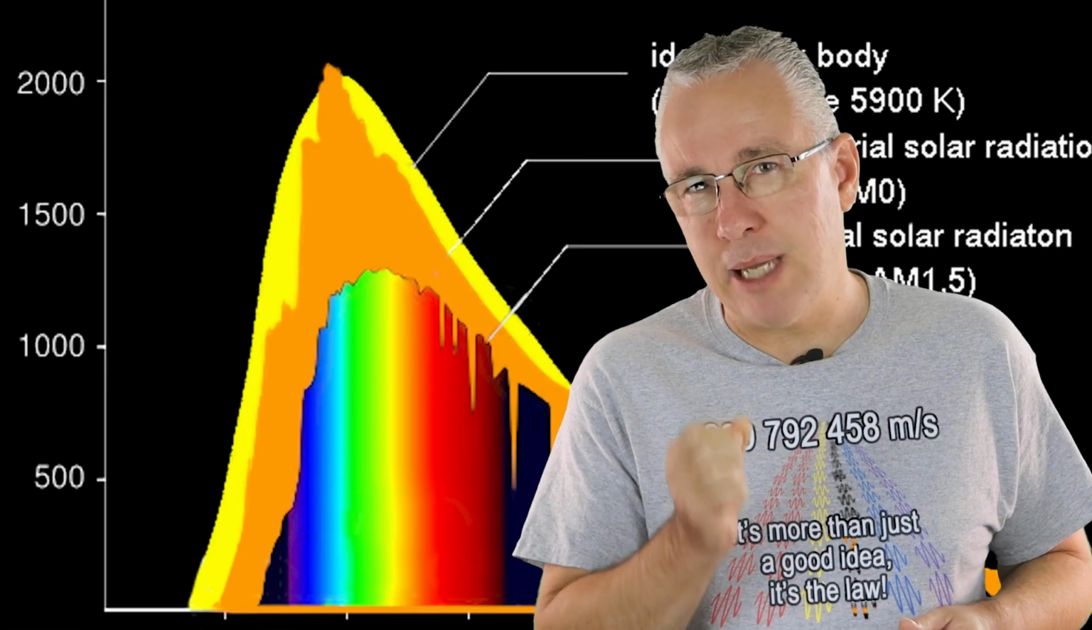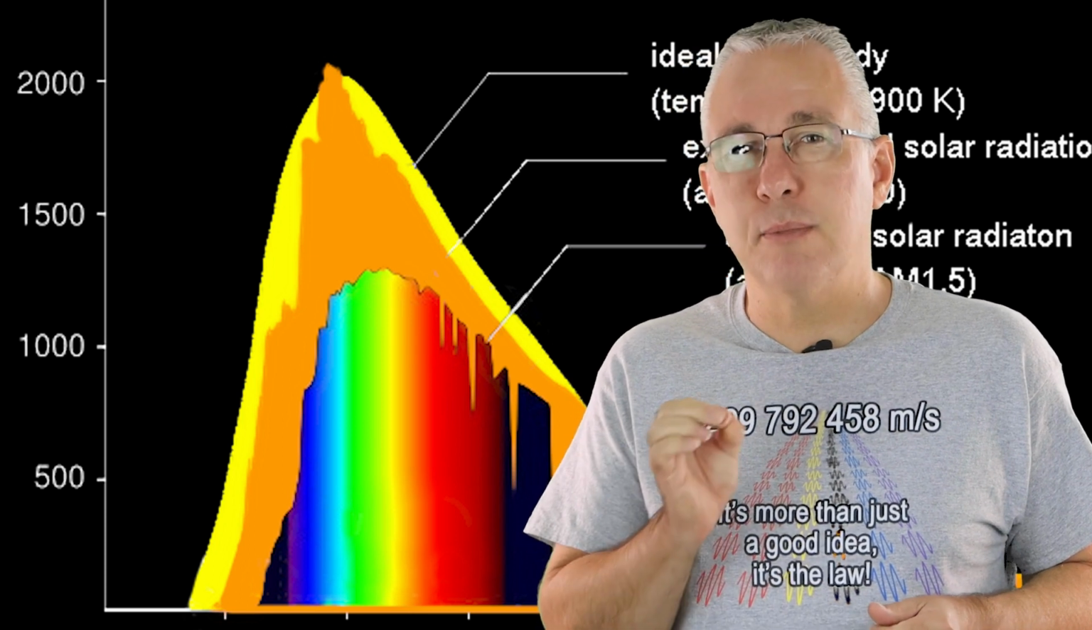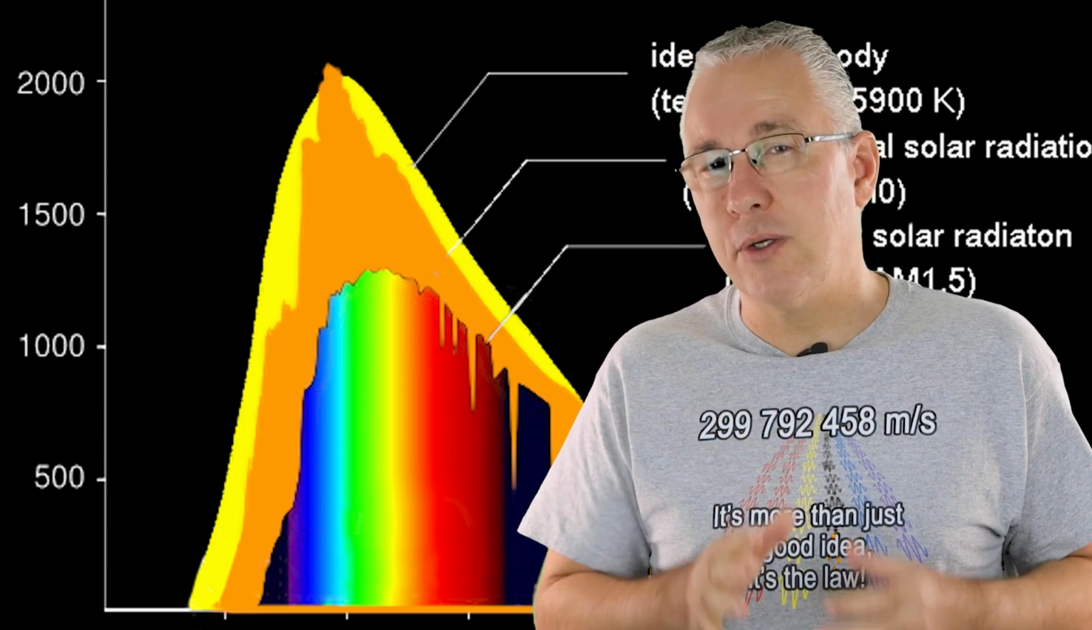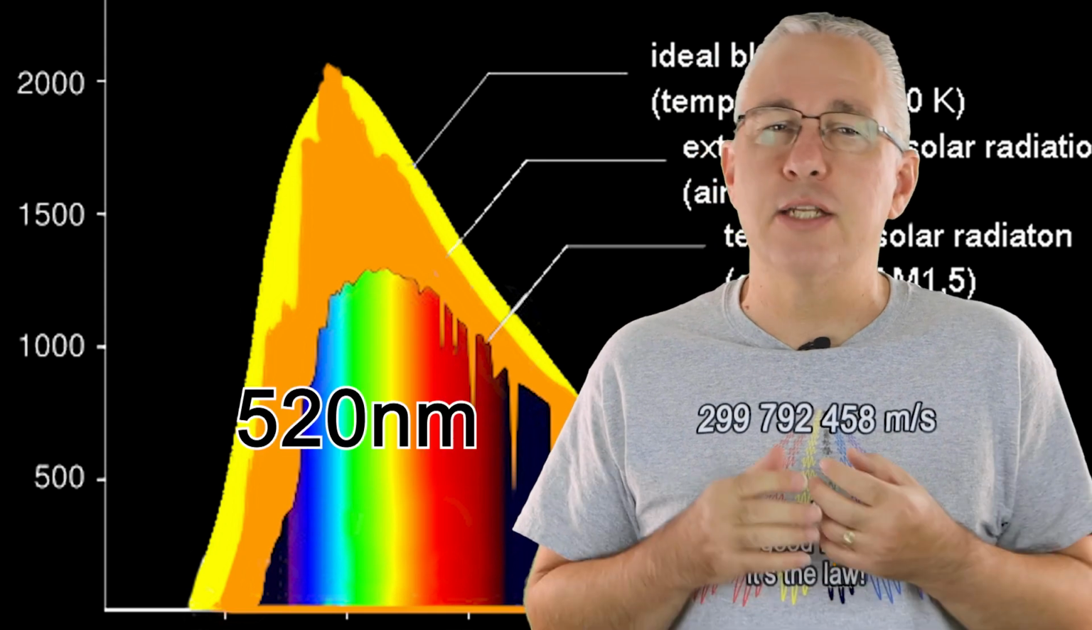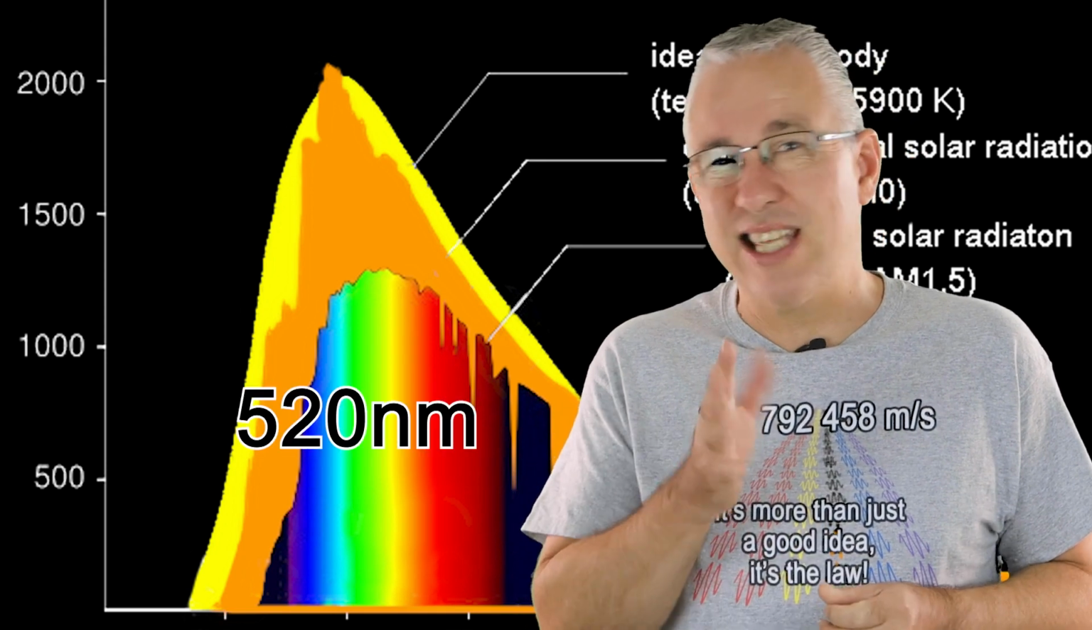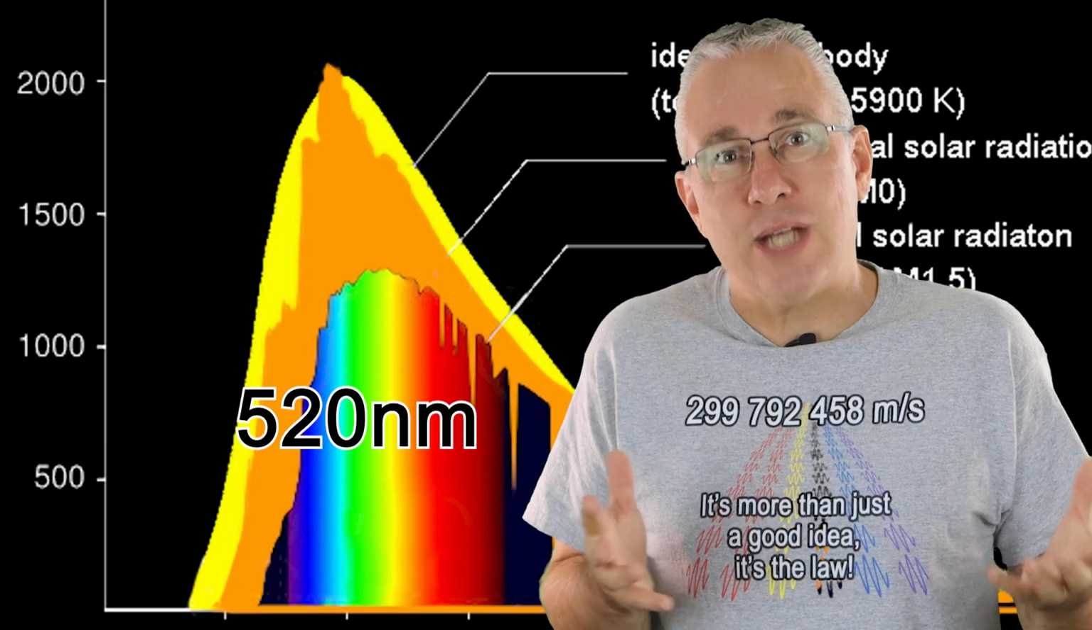Now, if you look at the black body curve for the sun, you'll notice that the peak wavelength sits roughly in the yellow-green section. In fact, it's around 520 nanometers. And so that's sort of a greenish color. And so you could argue, is this the reason why the sun is green?